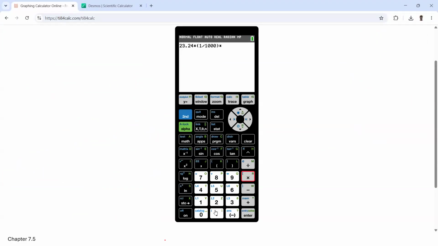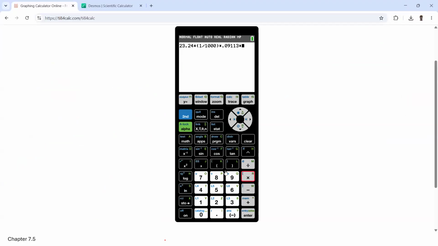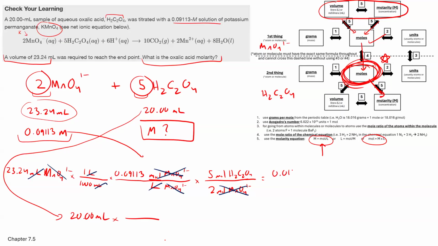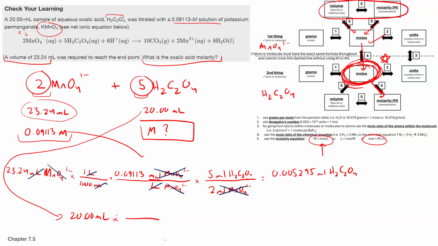0.09113, times, open parentheses, 5 divided by 2, close parentheses, enter. 0.005295. We'll say moles of oxalic acid. 0.005295. Perfect. Okay. All right, let's finish this up now.